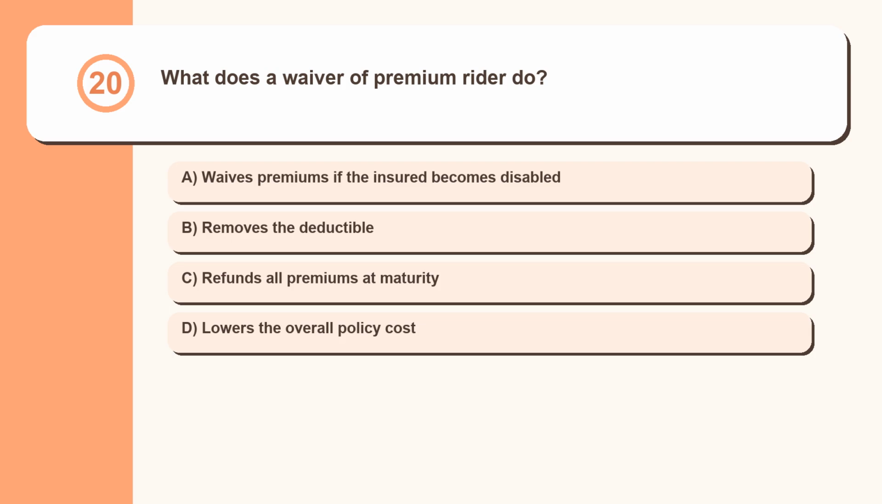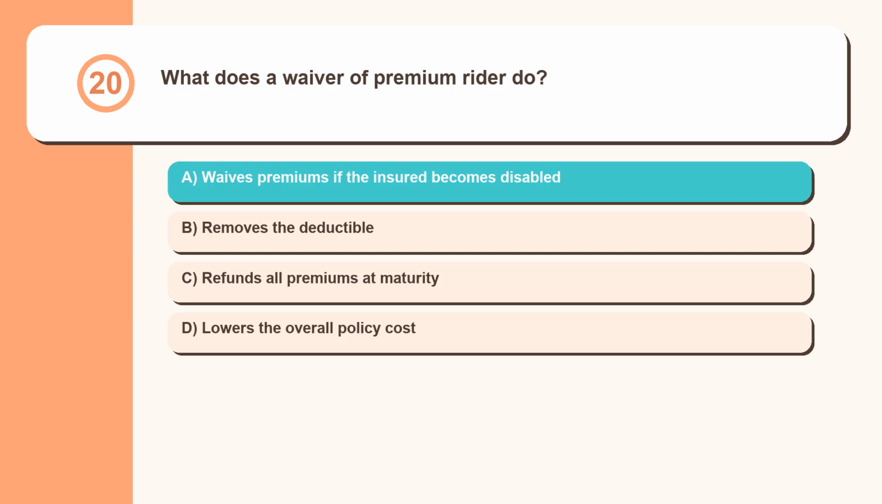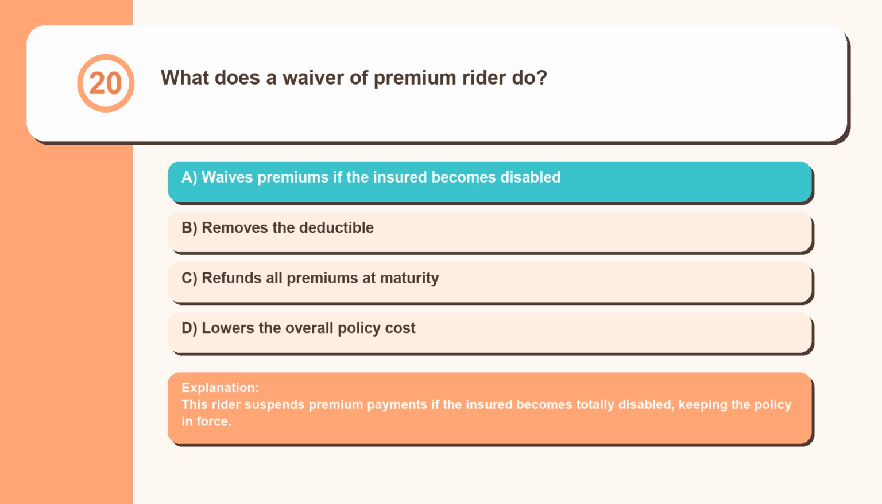Question 20. What does a waiver of premium rider do? Waives premiums if the insured becomes disabled, removes the deductible, refunds all premiums at maturity, lowers the overall policy cost. This rider suspends premium payments if the insured becomes totally disabled, keeping the policy in force.